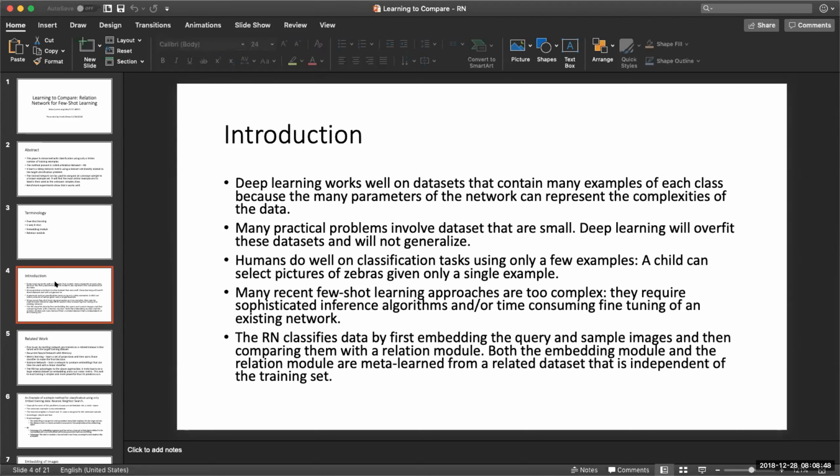The relation network classifies data by first embedding the query and the sample images and then comparing them with a relation module. So both the embedding module and the relation module are meta-learned from a related data set that is independent of the training set. So by meta-learning, we're implying a kind of transfer learning. So we're not learning the model directly, but in a higher-level fashion.